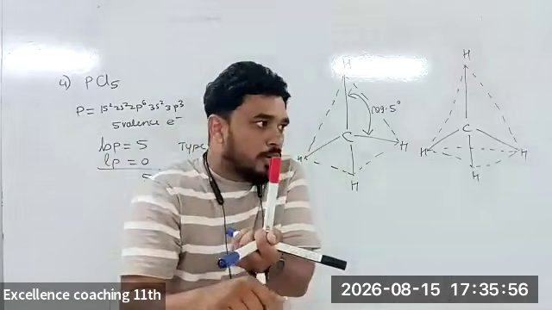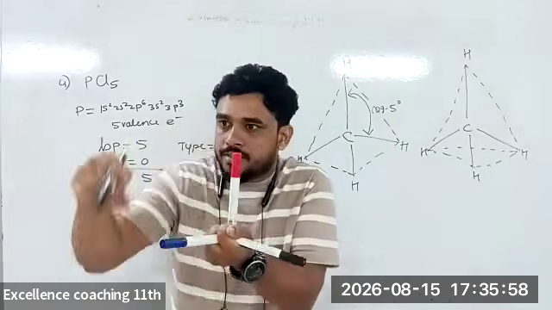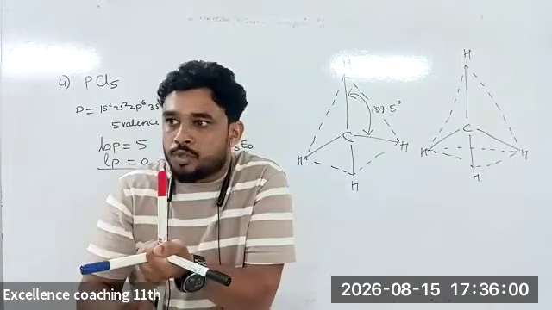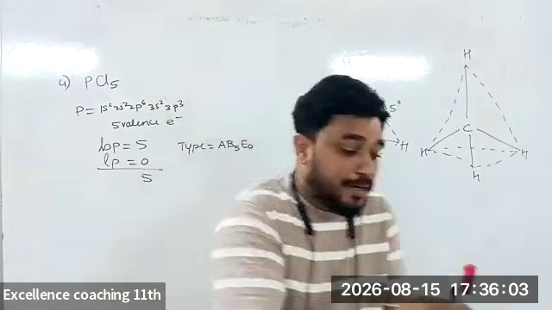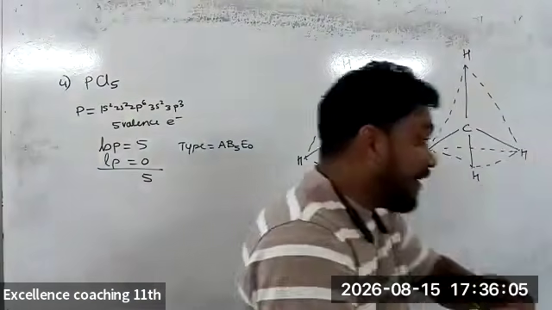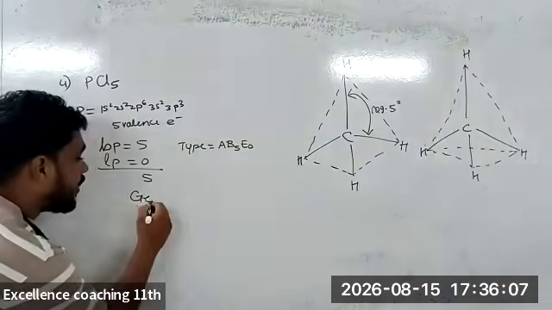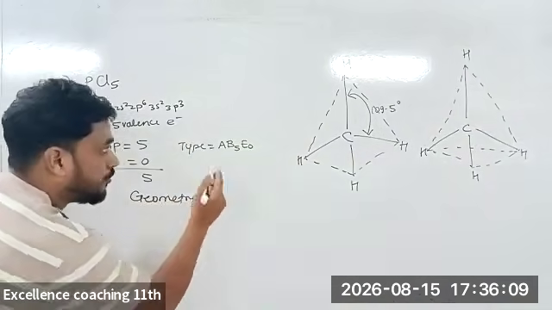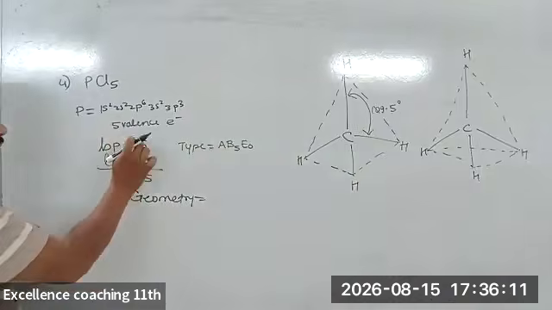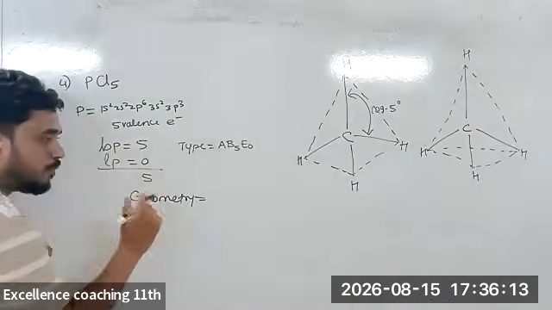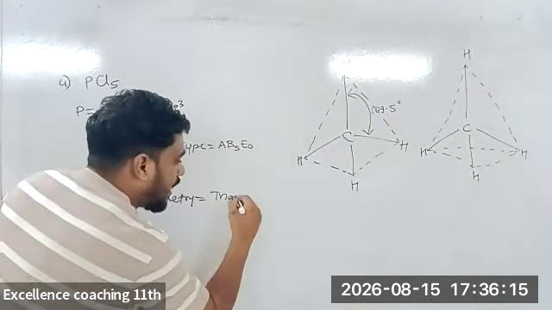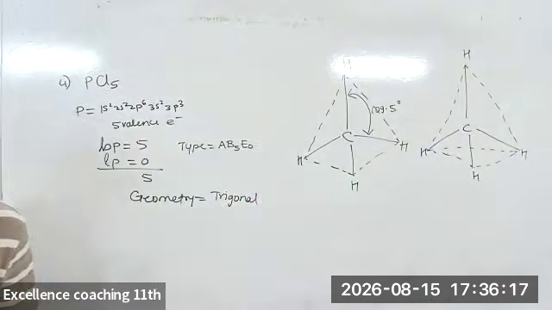So this is one pyramid, and below will be another. So 2 pyramids. So it will be called trigonal. The geometry here will be called trigonal when the count is 5. Whenever the count of lone pairs plus bond pairs is 5, the geometry will be trigonal. Understood why it is called trigonal?